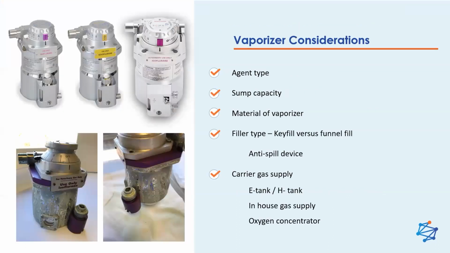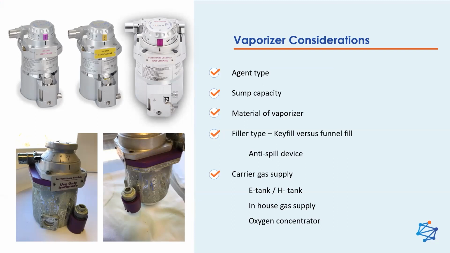Considerations to look at and review when choosing a vaporizer. First, we want to identify the type of agent, whether that's ISO or SIBO. Isoflurane is probably most commonly used in research. Next, we look at the sump capacity. We offer both a 125 milliliter and a 250 milliliter vaporizer.